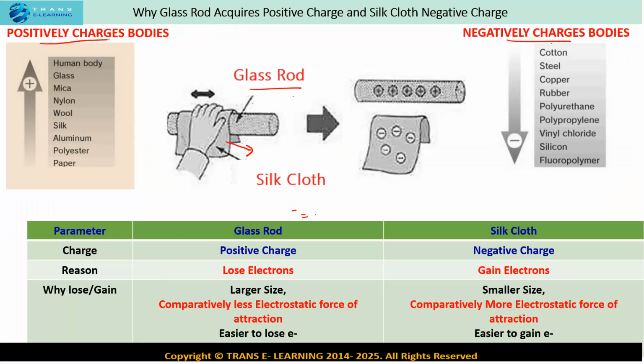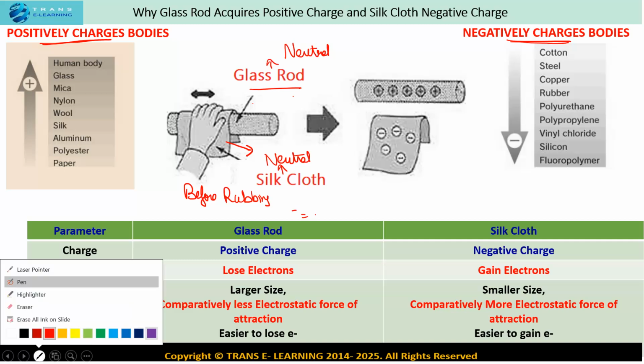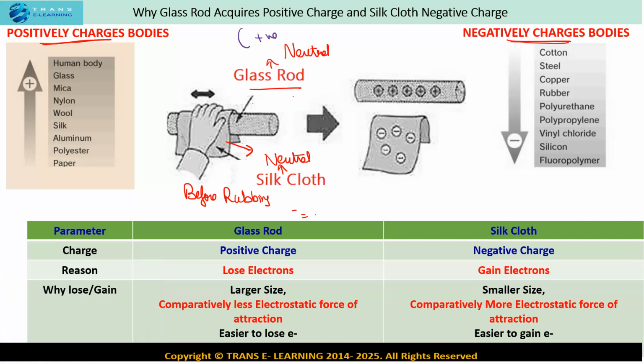Now, earlier I have talked about positively charged bodies and negatively charged bodies. This is the list. Now, let us consider one case of a glass rod and the silk cloth. Let us rub the silk cloth against the glass rod. Before rubbing, you can see here that the silk cloth is neutral and the glass rod is also neutral. When I'm talking about neutral, I mean that the total positive charge is equal to the total negative charge. Here also the total positive charge is equal to the total negative charge.